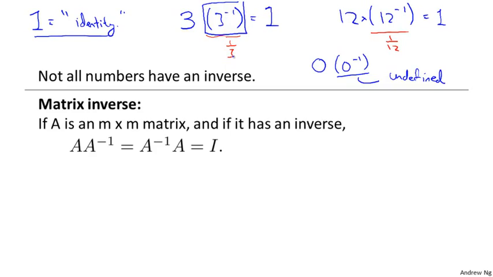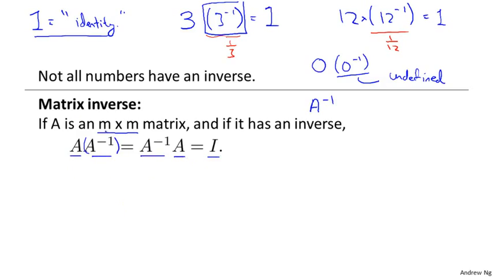Here's the idea. If A is an m by m matrix, and if it has an inverse, I'll say a little bit more about that later, then the inverse is going to be written A to the minus 1, and A times its inverse, A to the minus 1, is going to equal A inverse times A, is going to give us back the identity matrix.